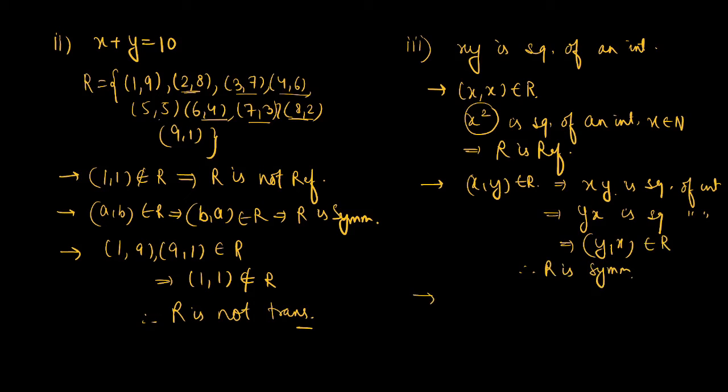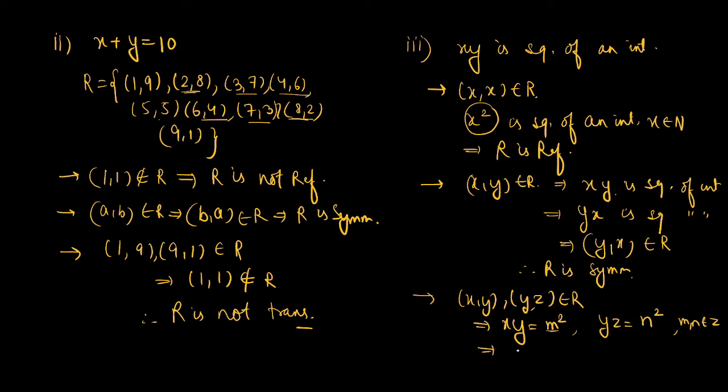Now we have to check for transitive. Let (x, y) and (y, z) belong to R. So if (x, y) and (y, z) belong to R, that means I can say that xy is equal to the square of some integer. So some integer is m here. Similarly, yz is also the square of some integer n, where m and n are some integers belonging to Z.